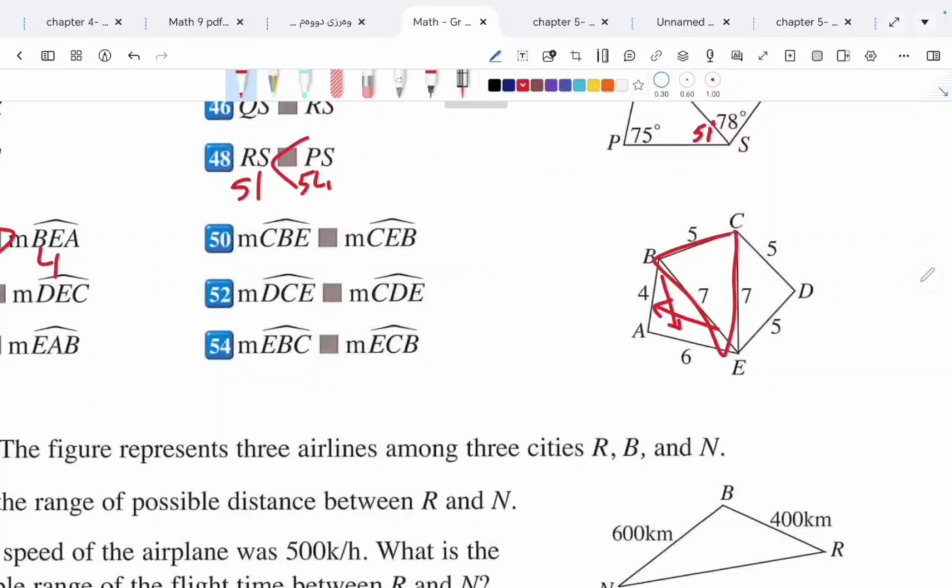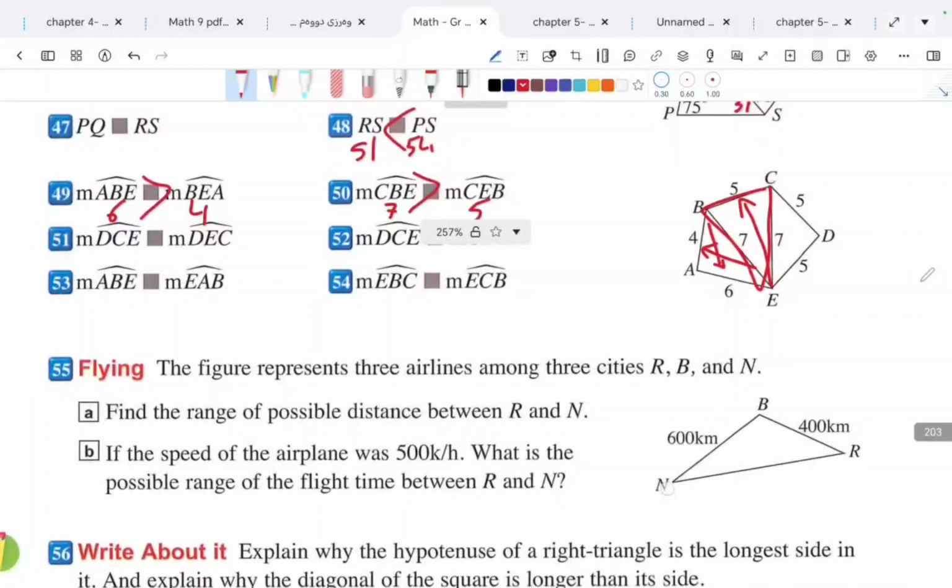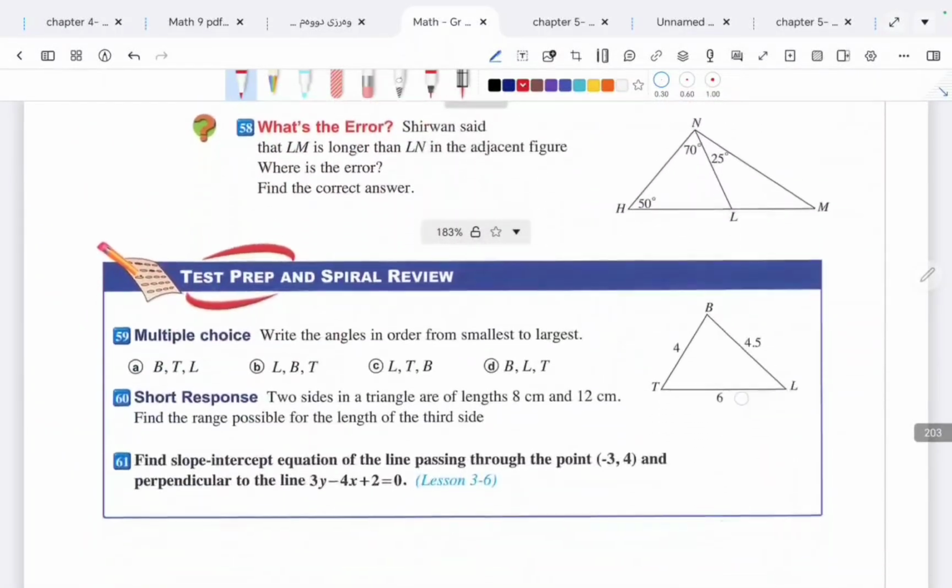The other one, we have CBE. So we are talking about this part, okay? B is opposite to 7. The other one, E, is opposite to what? It's opposite to 5. So which one is greater? Of course, 7. On to the other question, continue.